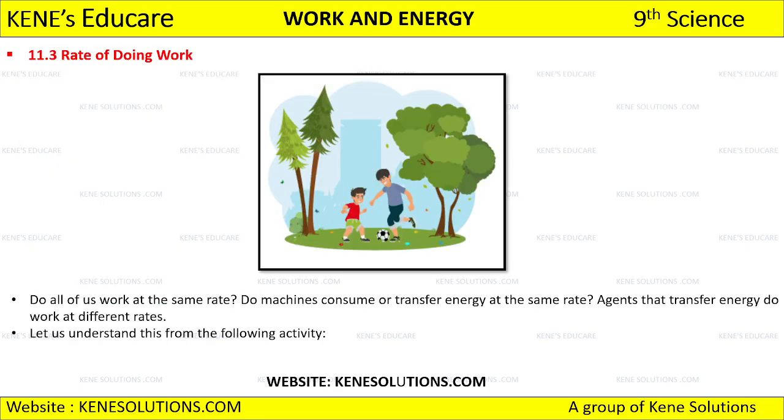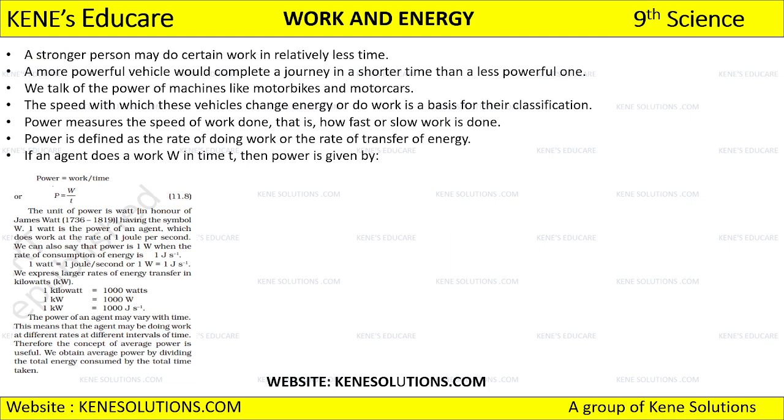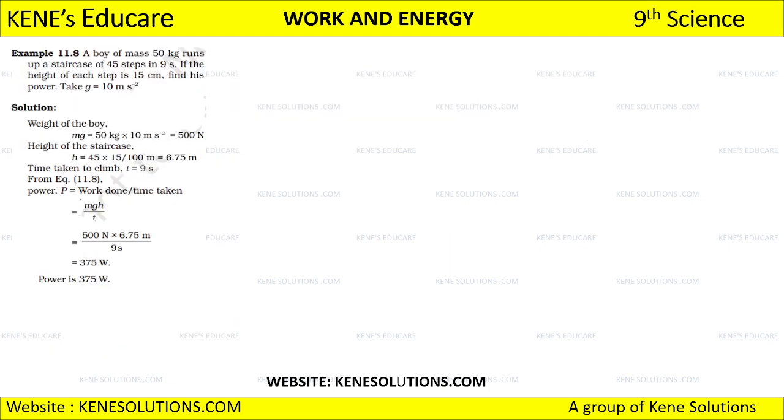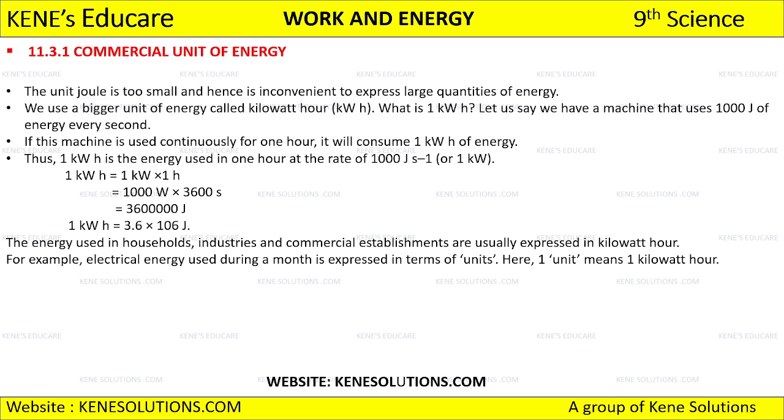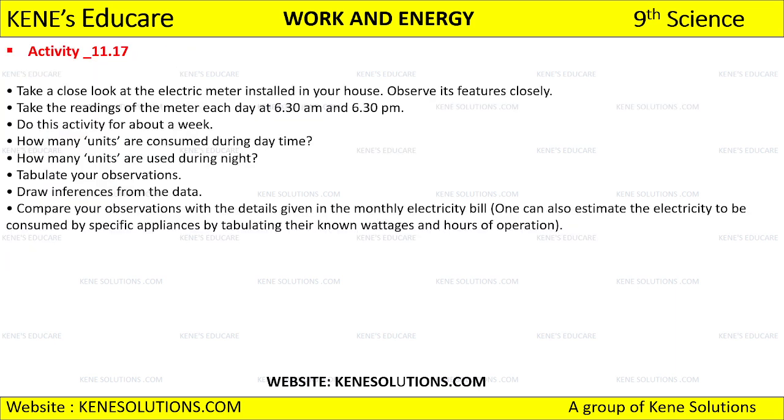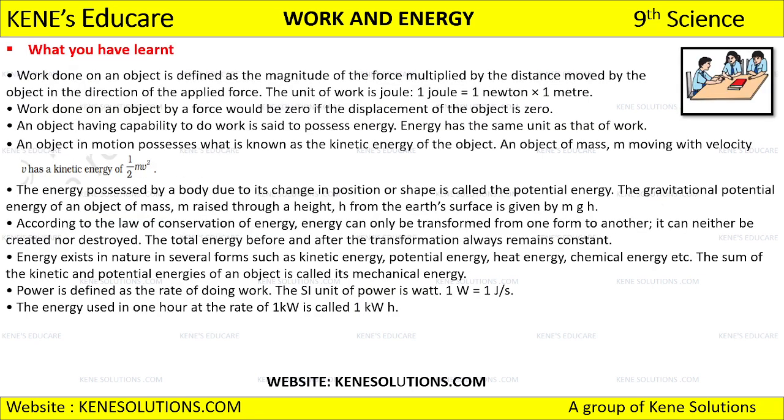Then we have activity 11.15, then another subtopic, rate of doing work. We'll discuss that. Again, we have activity 11.6, 11.7, example 8. Then the last subtopic that we have is the commercial unit of energy. After this we have an example and then an activity. Again, we have the summary to discuss, covering whatever we have studied in the whole lesson. We need 2-3 more parts to complete the lesson because there are so many activities and examples, right? So we will be discussing them all in detail. Make sure you are revising each and every part that we have studied in this part as well.